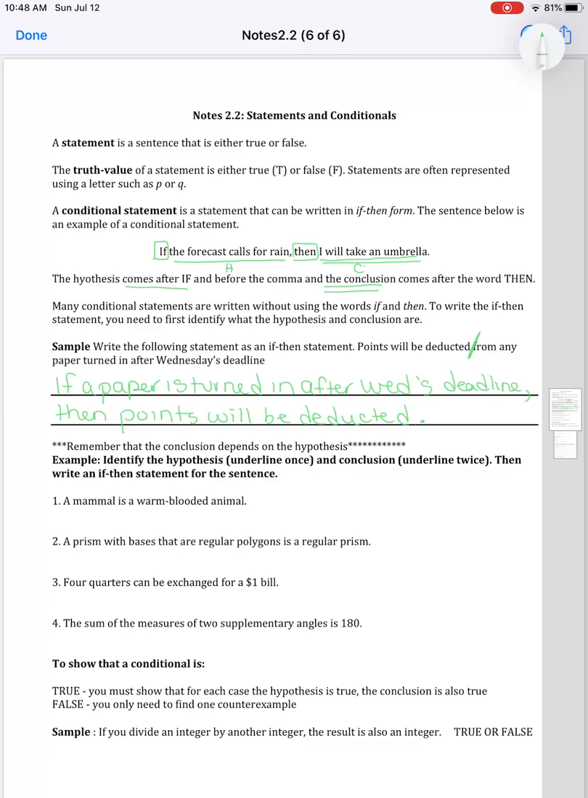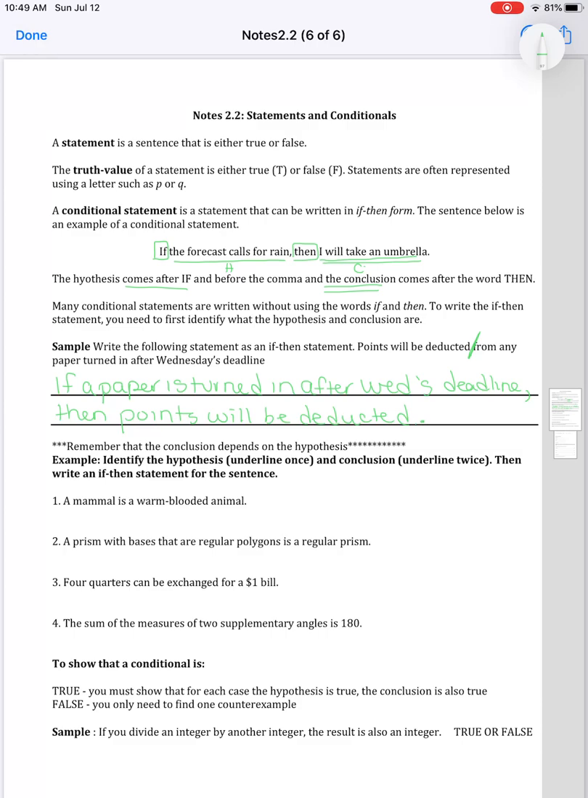Okay, so when you write these, again, this entire chapter is going to be a lot more writing than we're used to in math. But I should be able to identify and see your if. I should see the word then. I should see commas. And again, I should be able to clearly identify where your hypothesis and your conclusion fall. So remember that the conclusion depends on the hypothesis. So if you turn your paper in late, then your points are going to be taken off. That's the conclusion, or that's the result of what happens.